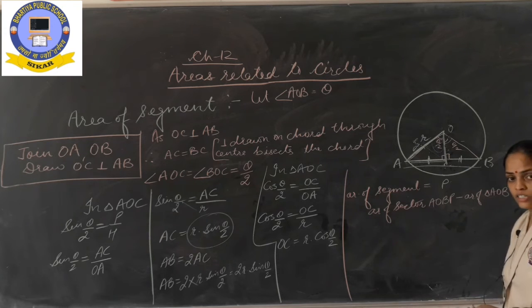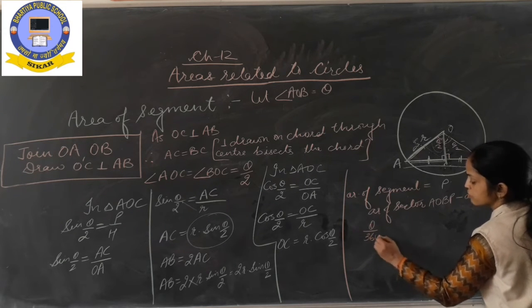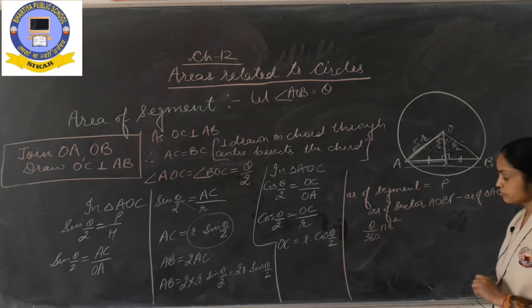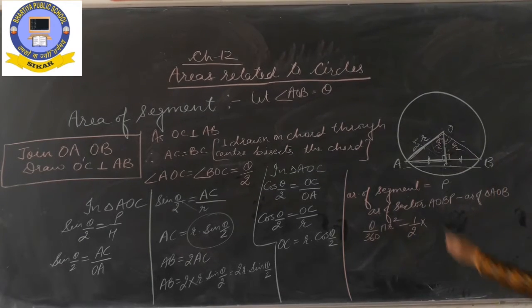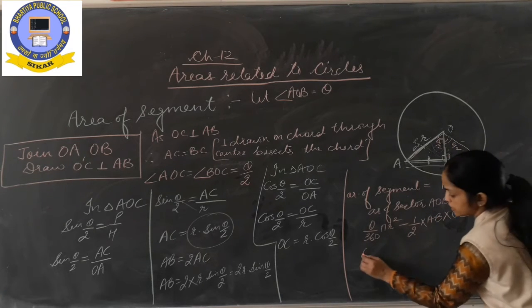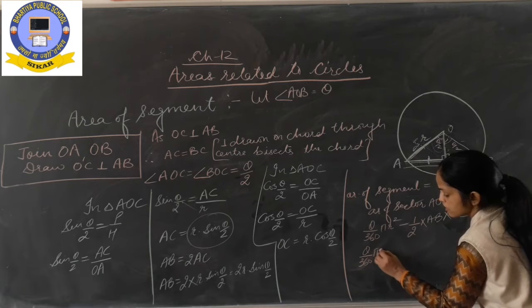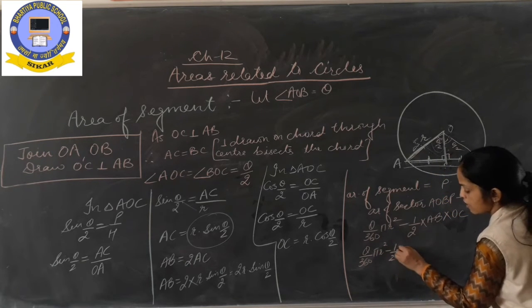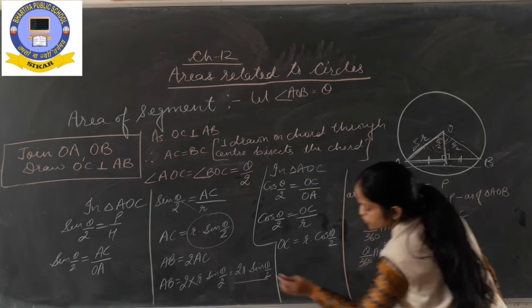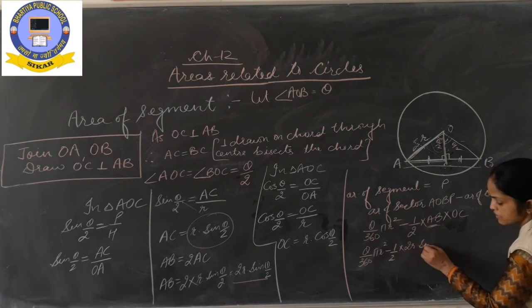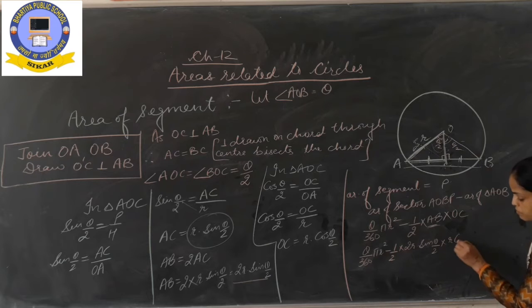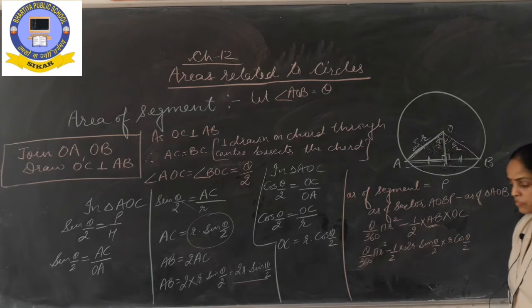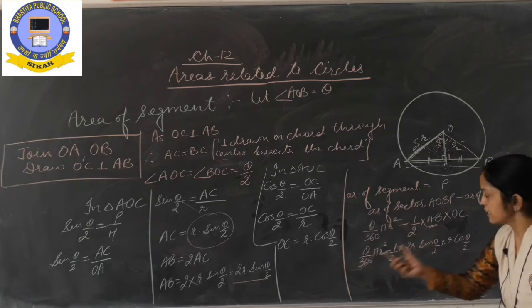Area of sector formula have you learnt? That is theta upon 360 multiplied by pi r square minus area of triangle. Formula for area of triangle is half base multiplied by height. Base is AB and height is OC. Now solve it. Theta upon 360 into pi r square will remain as it is, minus half AB will be replaced by its value 2r multiplied by sin theta upon 2 multiplied by OC. Value of OC is r multiplied by cos theta upon 2. Okay, we have kept value of area of sector as well as area of triangle.